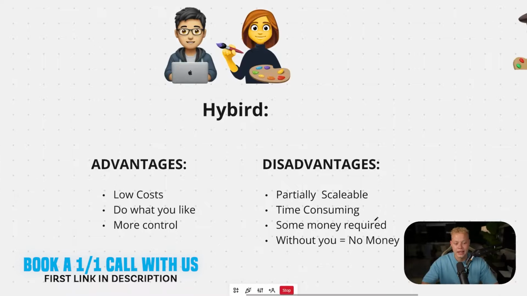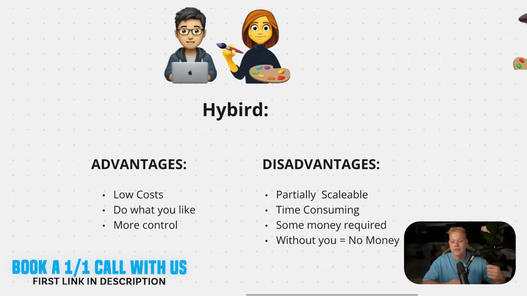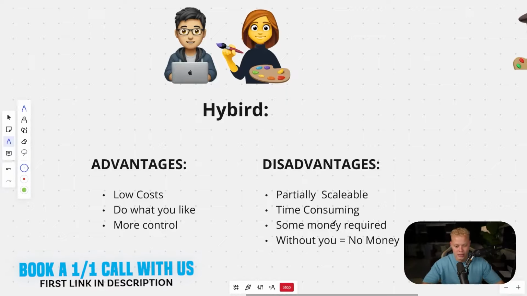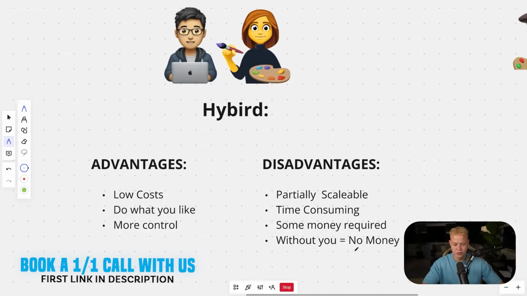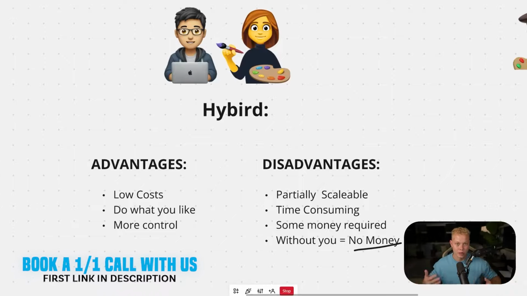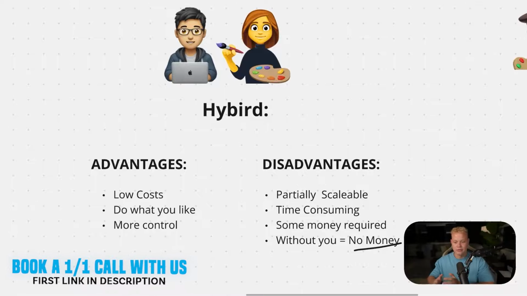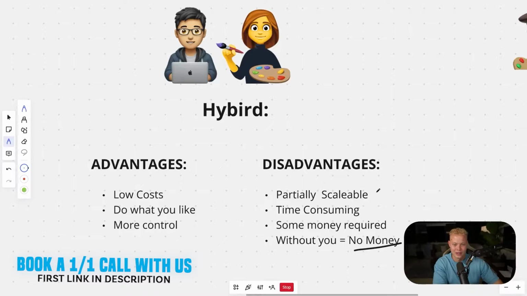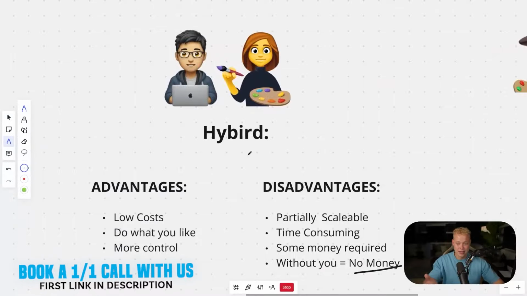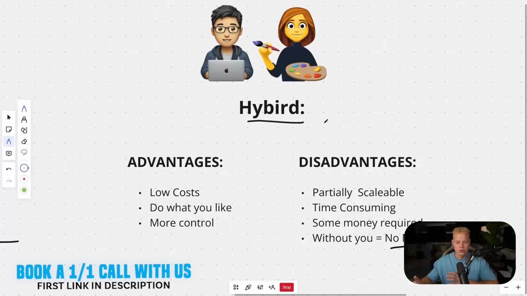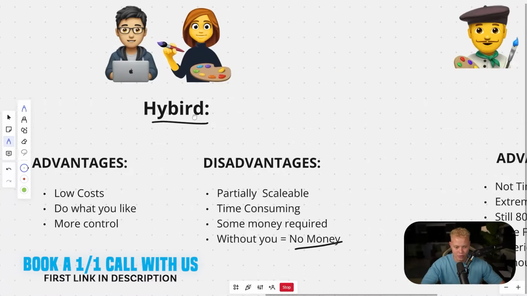Now, some money is required for it because you obviously have to pay the team to create the content or to create the specific things you don't want to do. Now, again, without you, no money. And that's because you are part of the team. You are part of the content creation process. And if you are just gone, the team can't continue on their own, right? Yeah, so these are basically the advantages and disadvantages for the hybrid method, where you do some of the work and the team does some of the work.